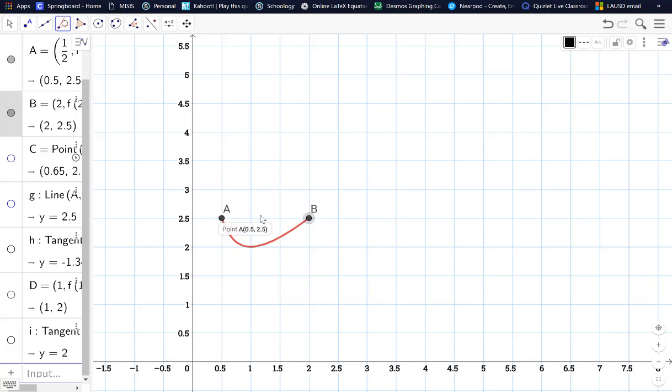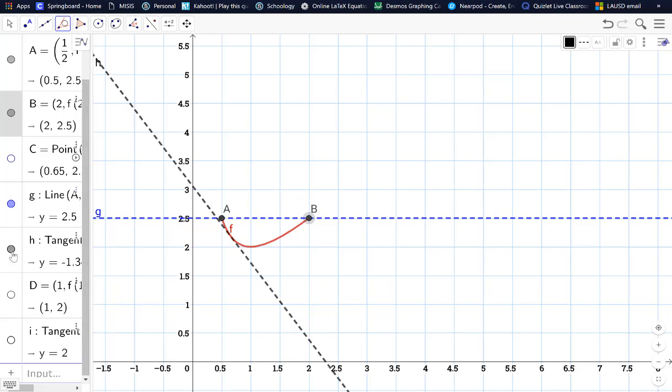And if I was to join AB, I get this line right here. Now you can see this is a pretty horizontal line, so the parallel line that I'm going to want is going to be equal to 0 for the slope. But we're going to use algebra to actually make sure this is exactly 0 and not like 0.00001.